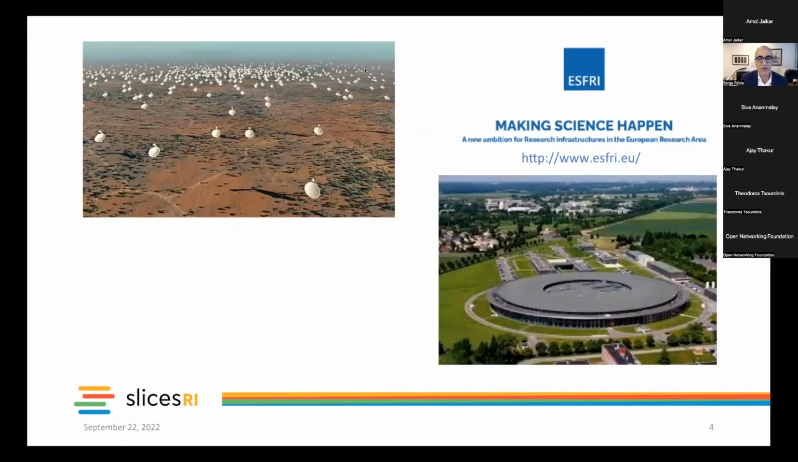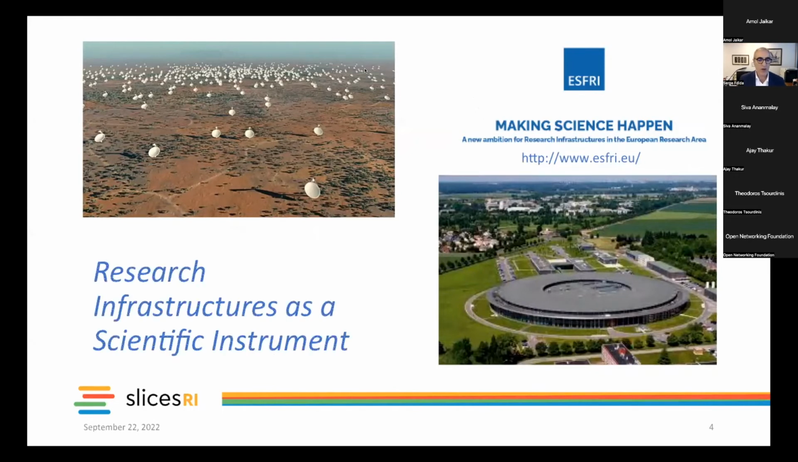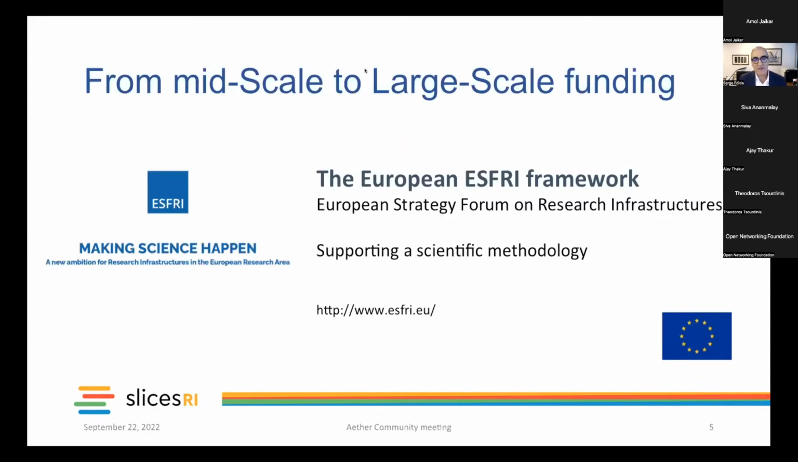The main difference between what we are doing and what has been done in the past is the methodology. If you look at the two pictures here, they are what we call scientific instruments, like a collider for high energy physics discovery, or a telescope for astronomy. In the past and until now, nowhere in the world did we succeed in having a telescope to support research in digital sciences. What we did with Slices is to move from mid-scale funding, which is what you have seen in past platforms, to large-scale funding, which is the scale at which different organizations are supporting scientific instruments.